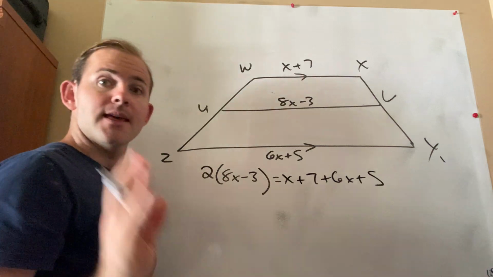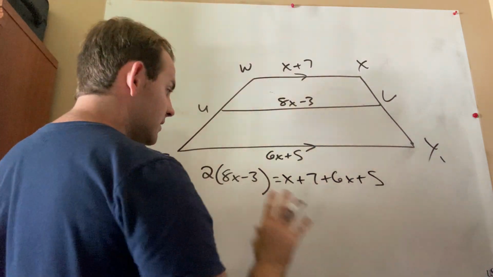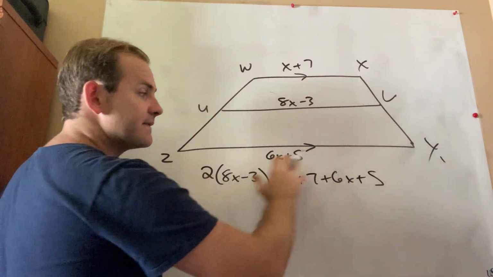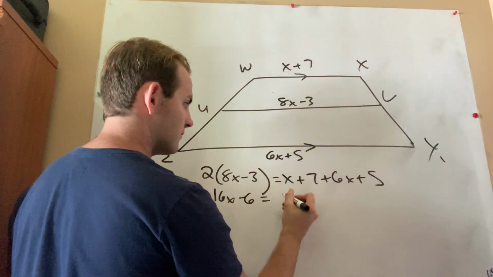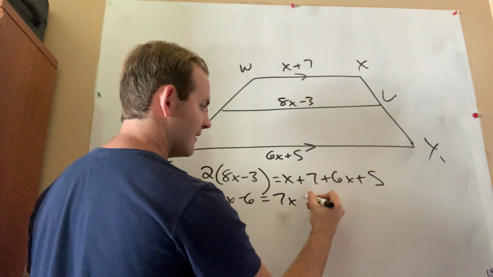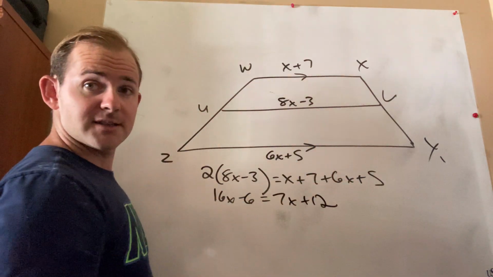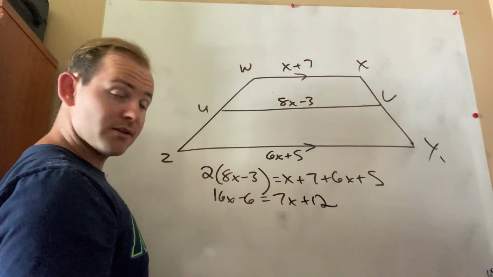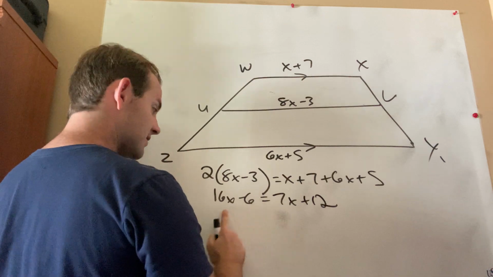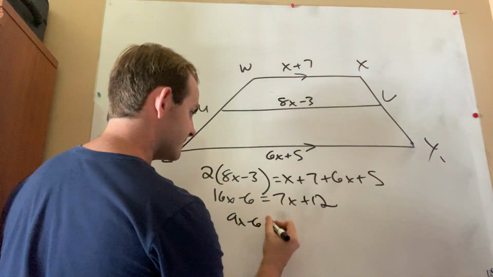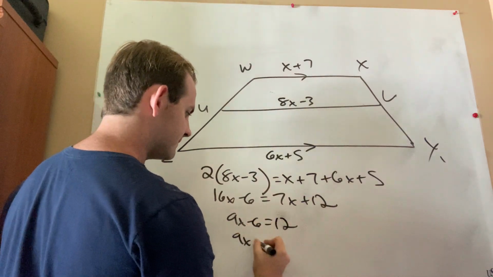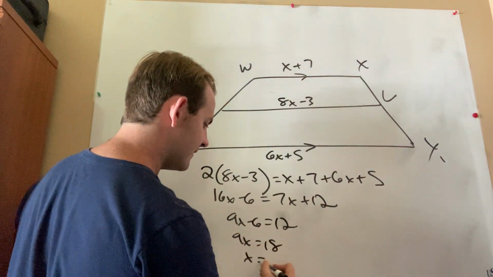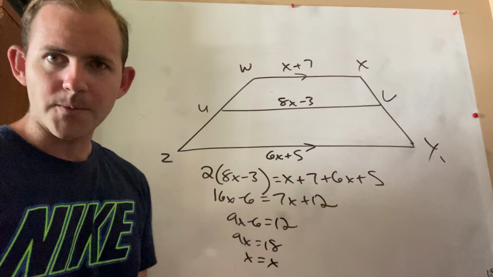All right? Now, a couple things happen here. Distributive property on the left, combine like terms on the right. Right? No pun intended. At this point, I'm back to a regular 8th grade pre-algebra problem. Subtract 7x from both sides. Add 6 to both sides. Divide by 9, and I get x equals 2.